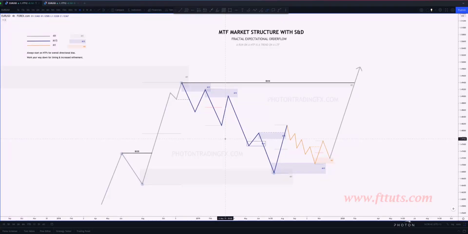You should already have your structure marked on, and just see the ones that are respected, see the ones that are not respected. The weak zones, right? So like this weak 4-hour zone we just spoke about, see, does it get a reaction, or does price spike through? If it does get a reaction and price pulls back, does it pull back to an area of demand on a lower time frame?